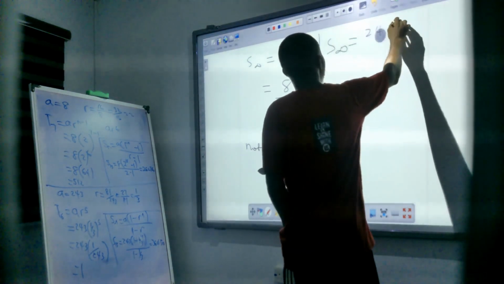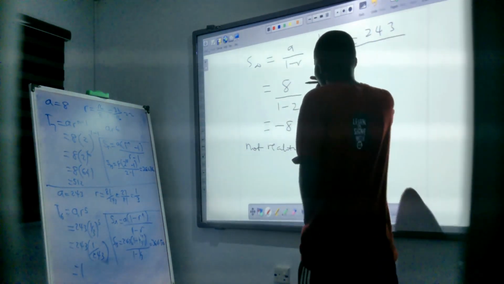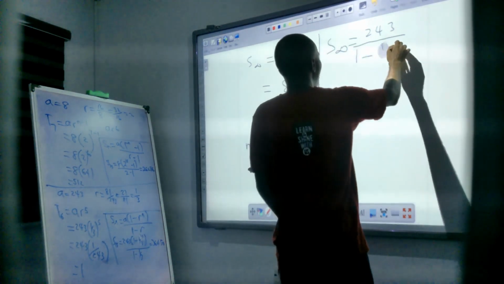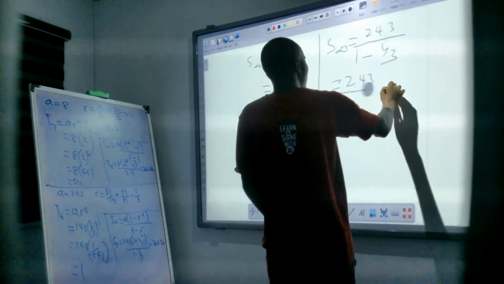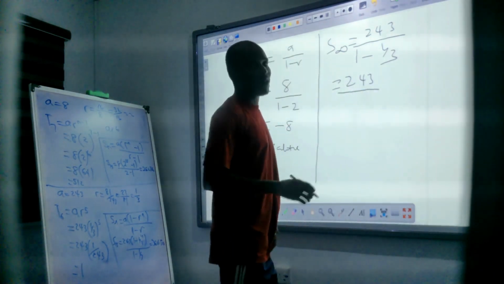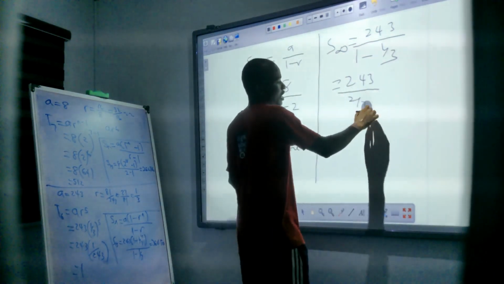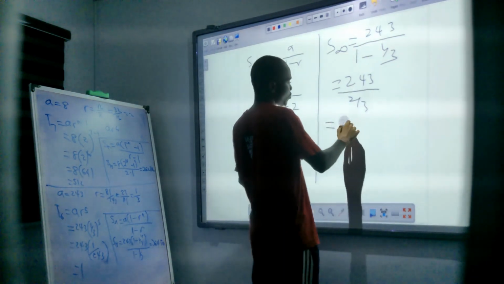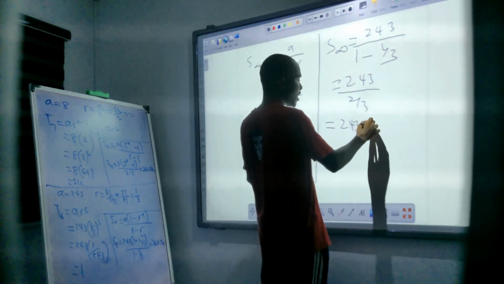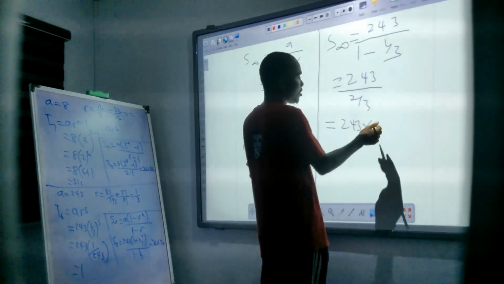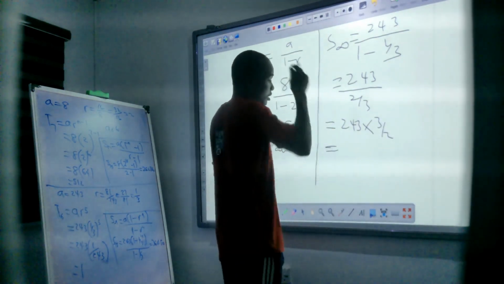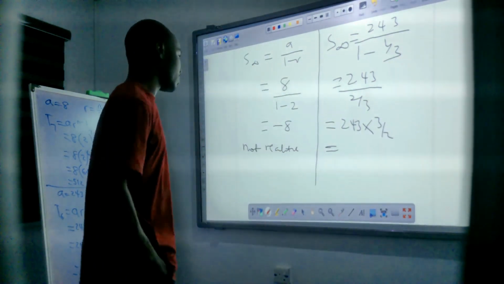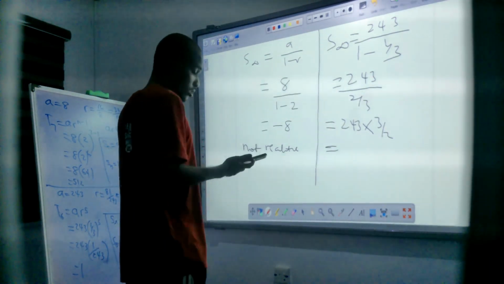Now, sum to infinity for the second one is correct here because r is less than 1. So we have 243 divided by 1 minus 1 over 3. 1 minus 1 over 3 will give me 2 over 3. So I will now have 243 times the reciprocal of this, that will be 3 over 2.